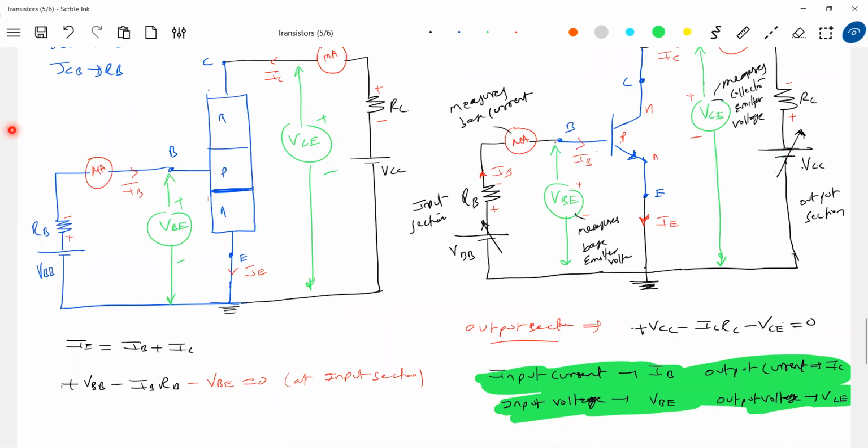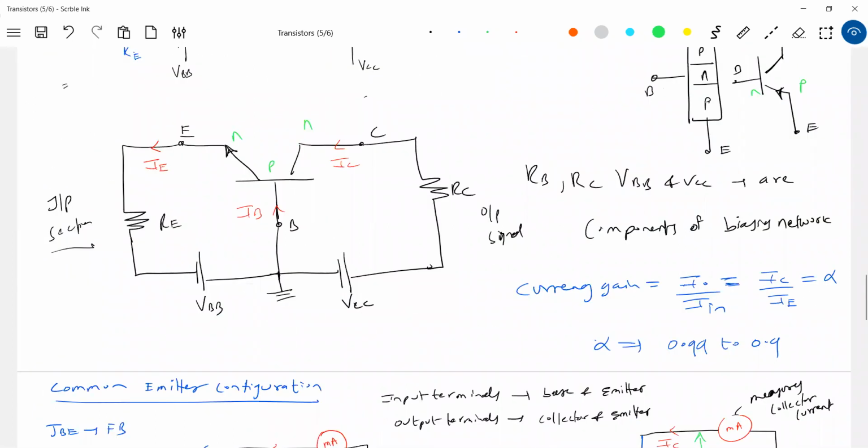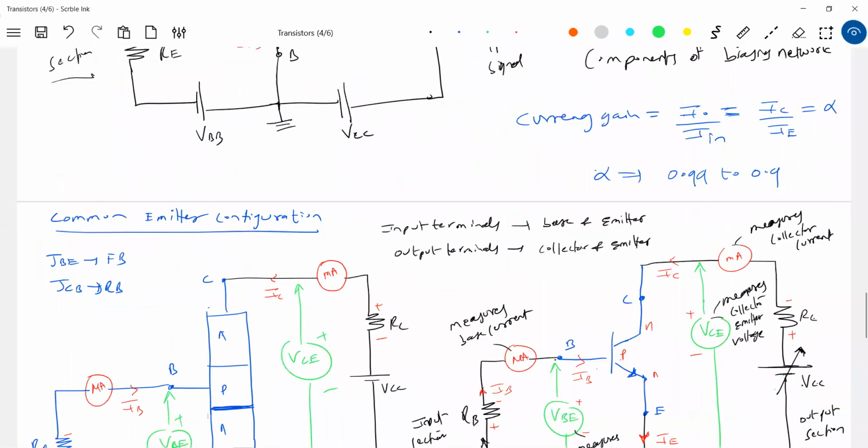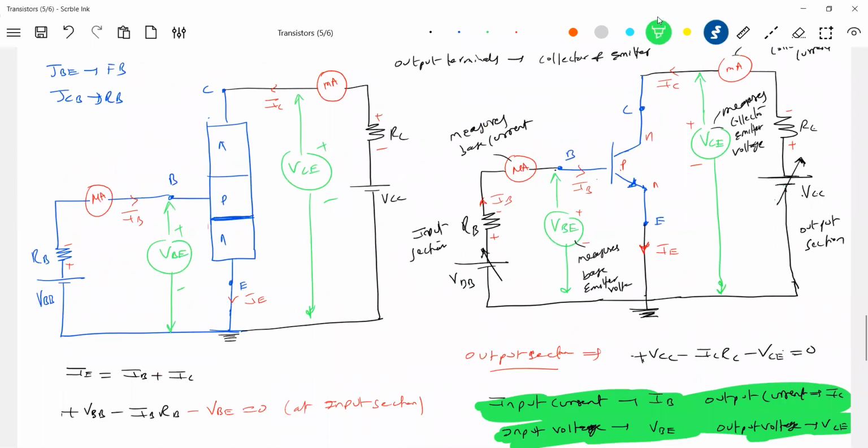So I think we gave some colors, no? I don't remember. Oh, yellow and green. You look at the width of depletion there. It will be shown more into the base than the collector. Any reason? Because the base is lightly doped than the collector.